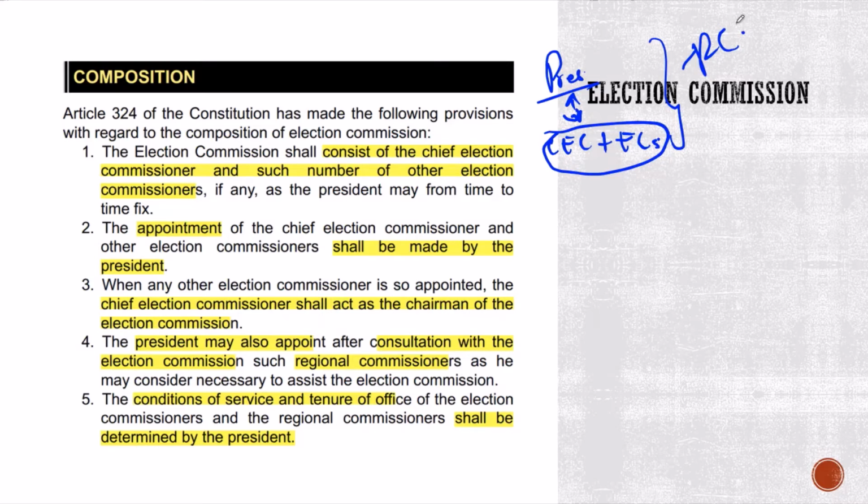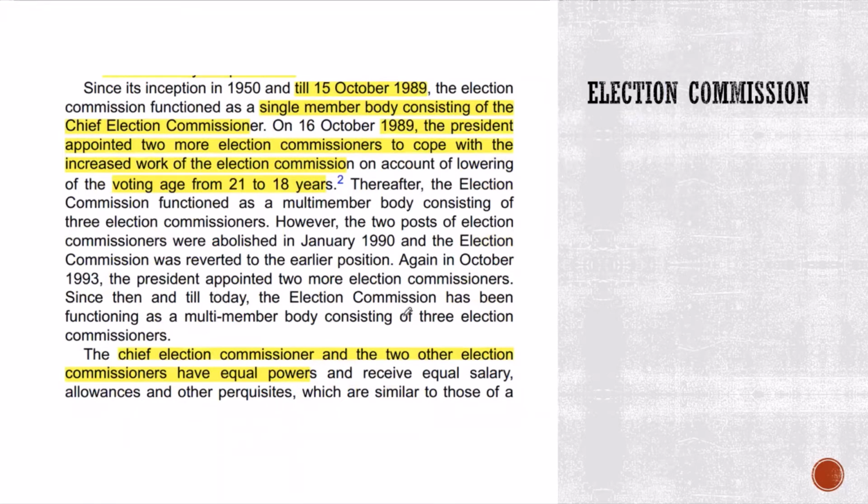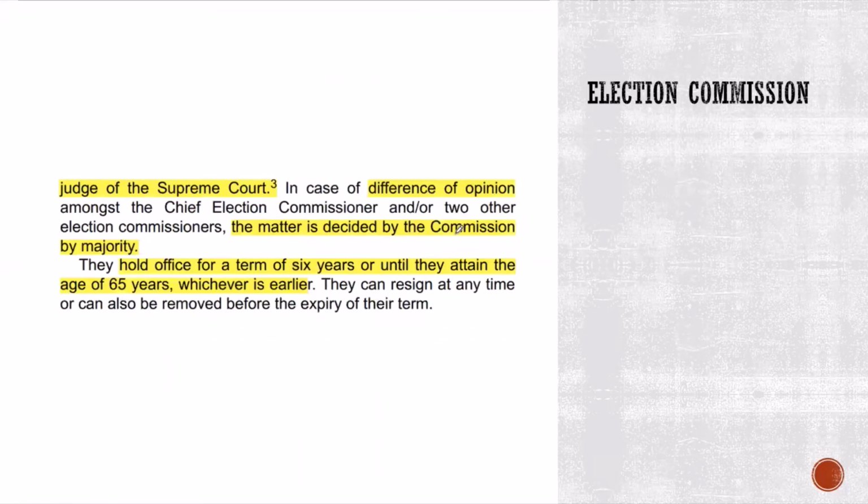Determined by the president. Since then until today, the Election Commission has been functioning as a multi-member body. But from its inception all the way till 1989, the Election Commission had only a single member. Only a single member. And once the voting age was reduced from 21 to 18, they felt one election commissioner, the chief election commissioner alone, was not sufficient. So we need to have more. The chief election commissioner and the two other election commissioners have equal powers. And if they have any disagreement, the matter is decided by the commission by majority. So 2:1 or something like that.